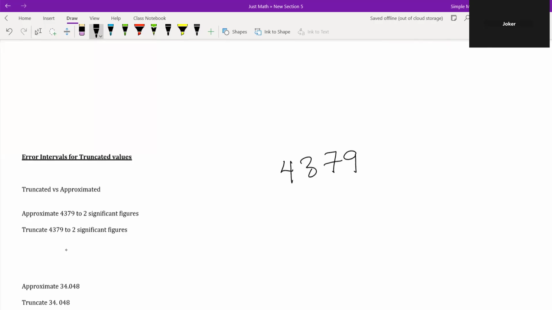4,379 to two significant figures, so two significant figures, I count one, two. So this is my second significant figure. This is where I want to stop. Now I check the number after the three. Is it five and above? Yes, that's seven. So it means we're going to round up, plus one. In the end, we have four, four, and then the rest is zero, zero. So these are two significant figures.